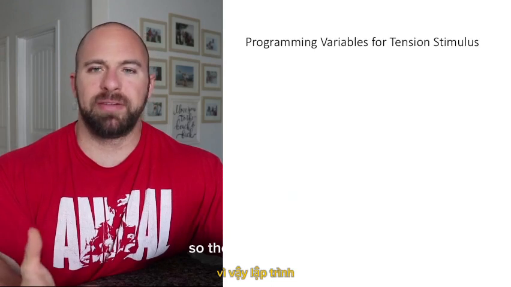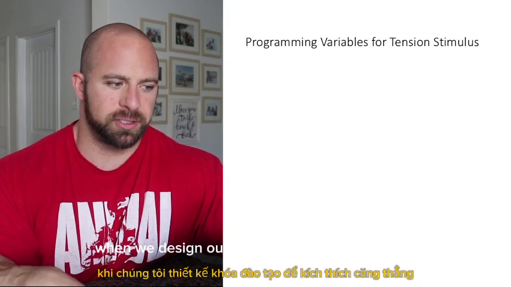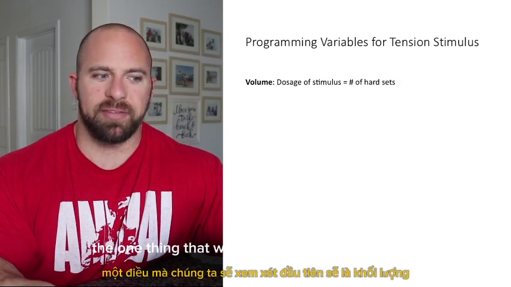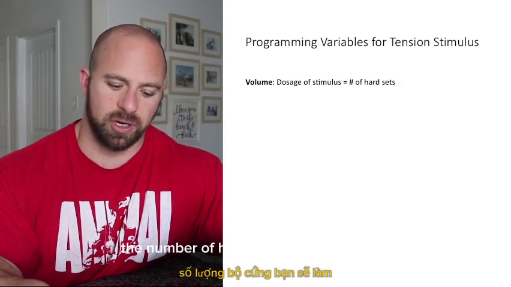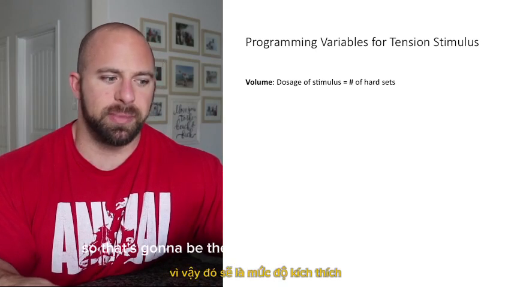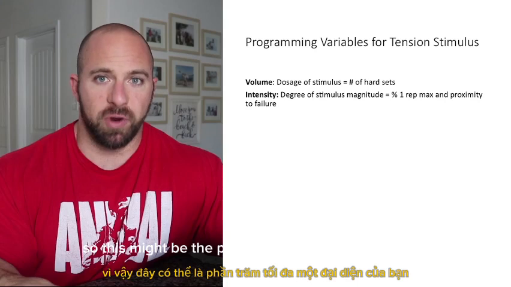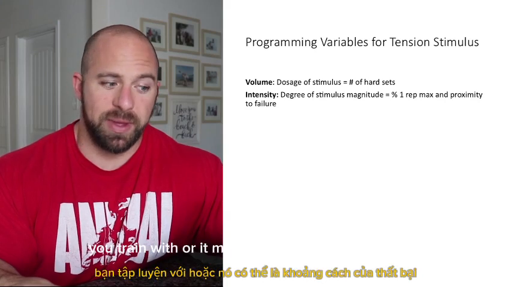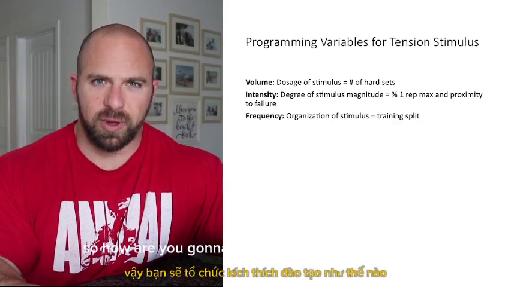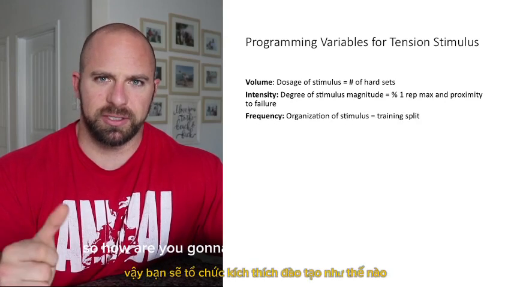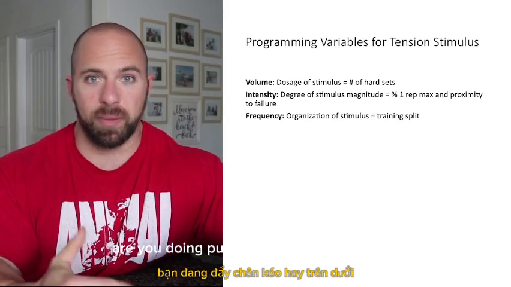So the programming variables that we're going to be looking at when we design our training for tension stimulus. The one thing that we'll look at first will be volume. So that's going to be the dosage of stimulus, the number of hard sets you're going to do. The intensity, so that's going to be the degree of stimulus magnitude. So this might be the percentage of your 1 rep max you train with, or it might be the proximity of failure you're going to be training with. And then the frequency. So how are we going to organize the training stimulus? This will be like your training split. Are you training back twice a week? Are you doing push-pull legs or upper lower?